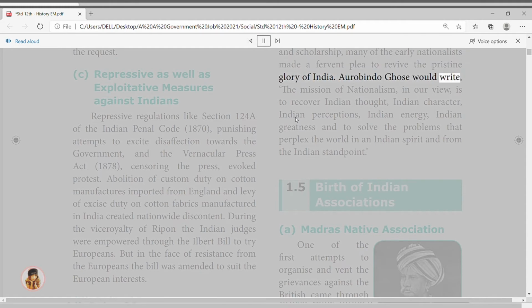Aurobindo Ghose would write, "The mission of nationalism, in our view, is to recover Indian thought, Indian character, Indian perceptions, Indian energy, Indian greatness, and to solve the problems that perplex the world in an Indian spirit and from the Indian standpoint."